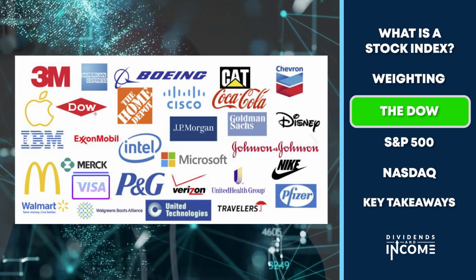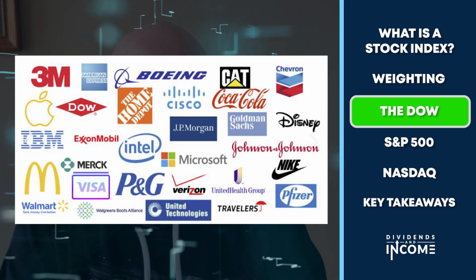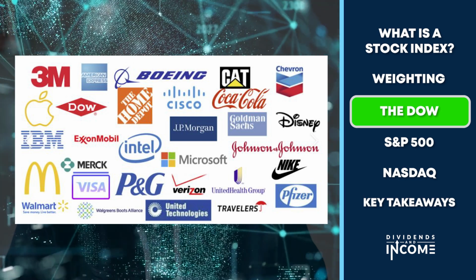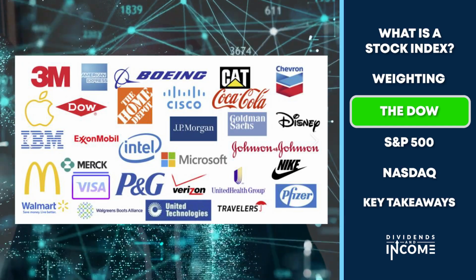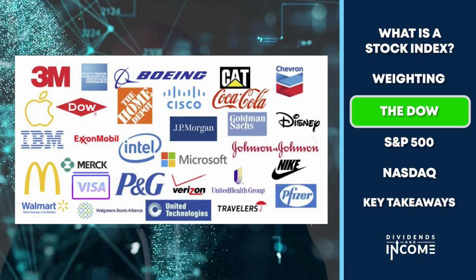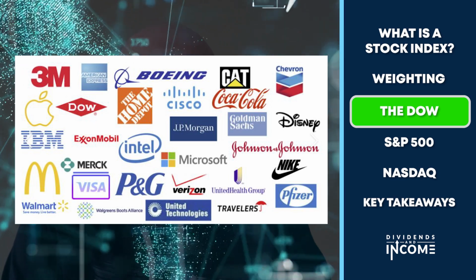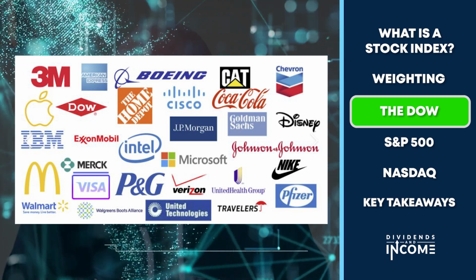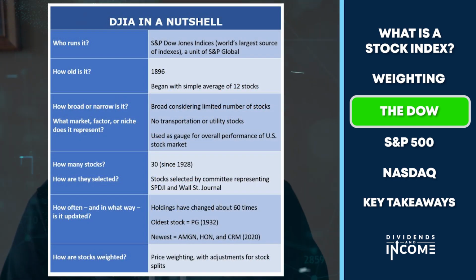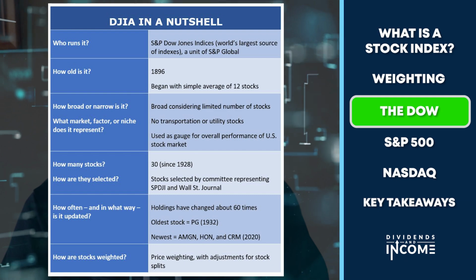Here are the Dow 30 companies, and you can see that they are all companies of the kind that I just described. However, because the Dow only holds 30 stocks, it excludes some huge successful blue chip companies. For example, Alphabet, Google, Amazon, and Berkshire Hathaway, just to name a few, are clearly blue chip companies, but they are not in the Dow 30. Okay, here's the quick rundown on the Dow, the DJIA.